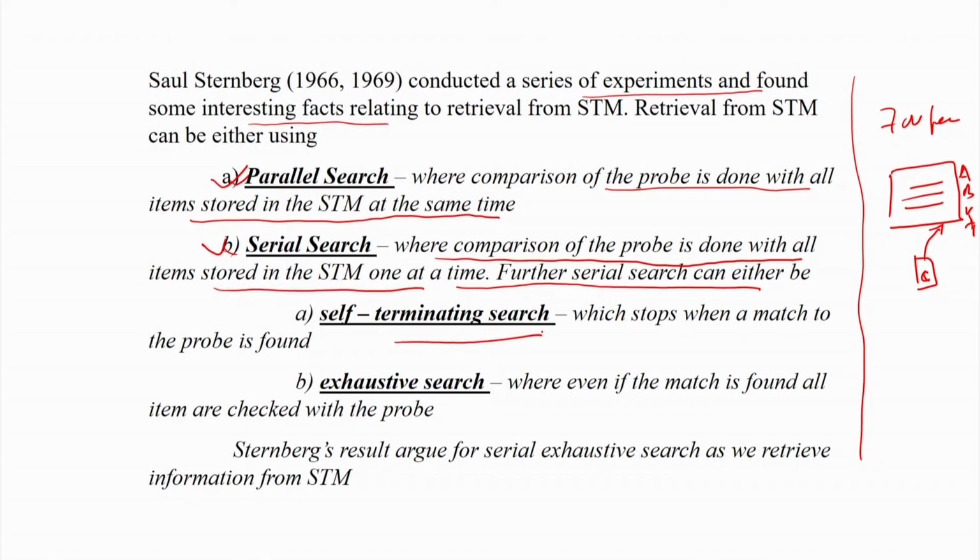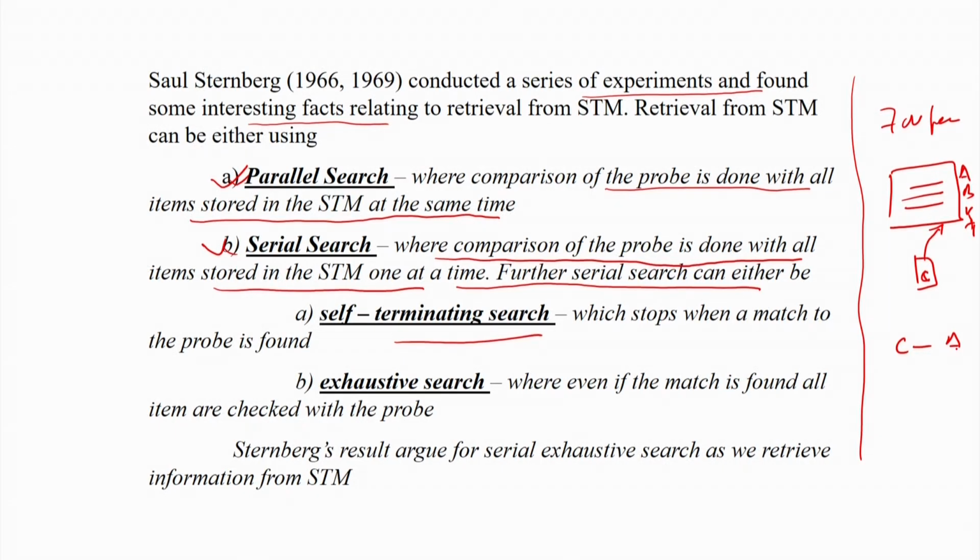The first is called the self-terminating search. This C will be compared with A. If it is not a match, this C will go on to be compared with B, the next letter. So, these are my letter items in the memory set, and this is my probe. When the C matches, a self-termination happens. The list is not searched further, although the list has 7 items. As soon as the match is there, a self-termination will take place.